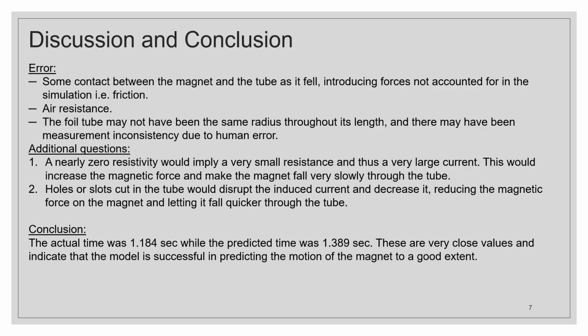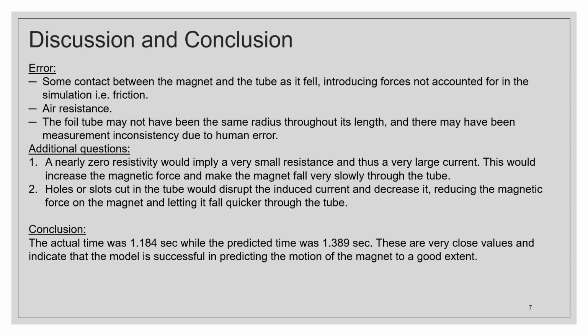Lastly, for the discussion and conclusion, possible sources of error include some contact between the magnet and the tube as it fell, introducing forces not accounted for in the simulation, for example, friction and air resistance. The foil tube may not have been the same radius throughout its length, and there may have been measurement inconsistency due to human error. For the additional questions, a nearly zero resistivity would imply a very small resistance and thus a very large current. This would increase the magnetic force and make the magnet fall very slowly through the tube. Holes or slots cut into the tube would disrupt the induced current and decrease it, reducing the magnetic force on the magnet and letting it fall much quicker through the tube.